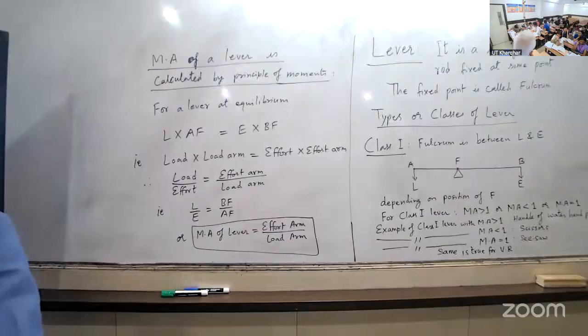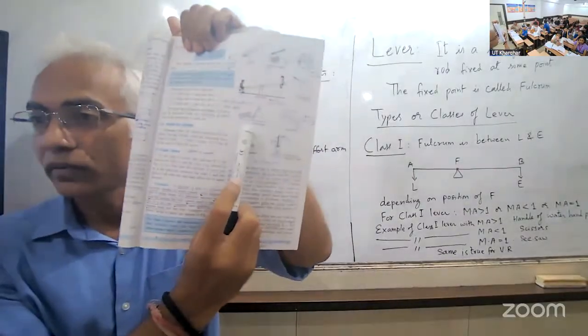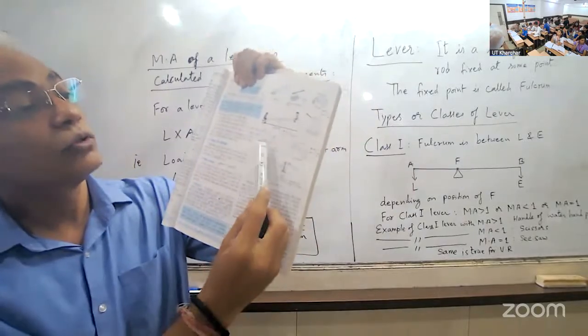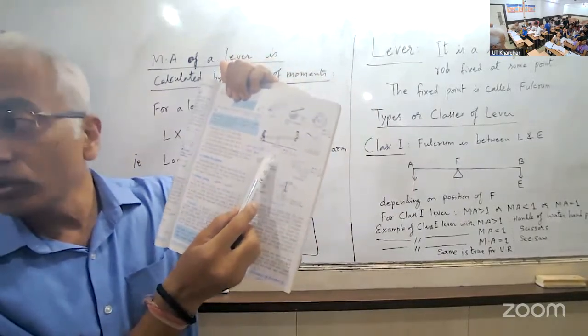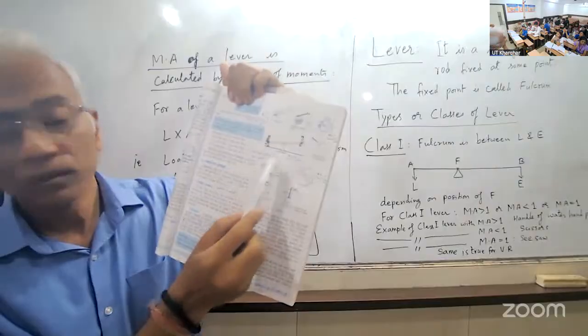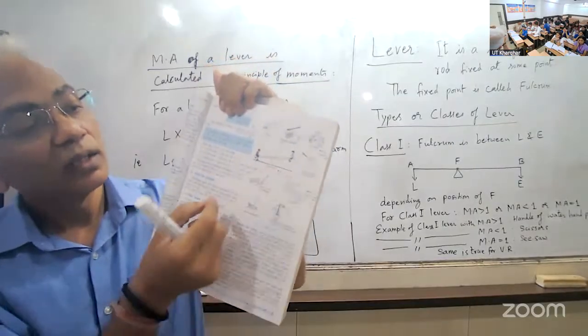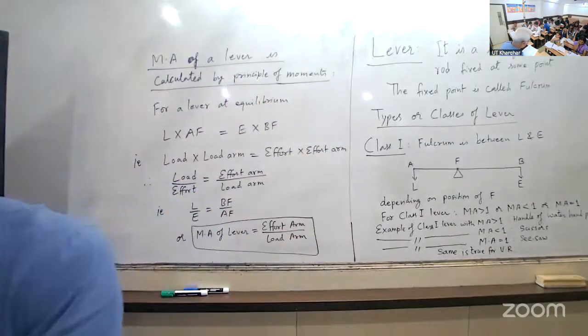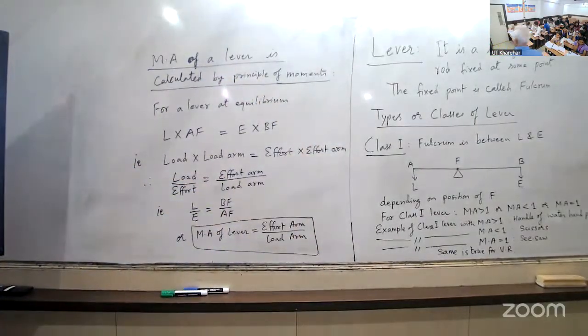Look here, this is crowbar. This one. Okay, so where is the effort arm for crowbar? From fulcrum to the point of effort. This one is much bigger. And load arm is small, okay? Okay. Next is class 2 levers.